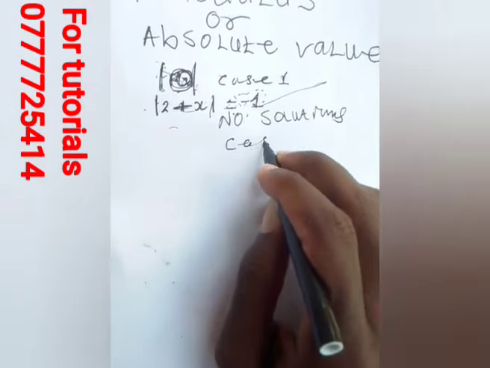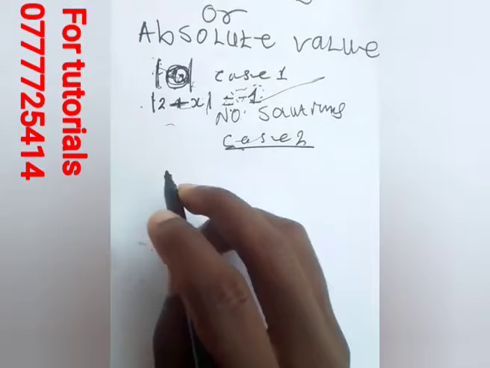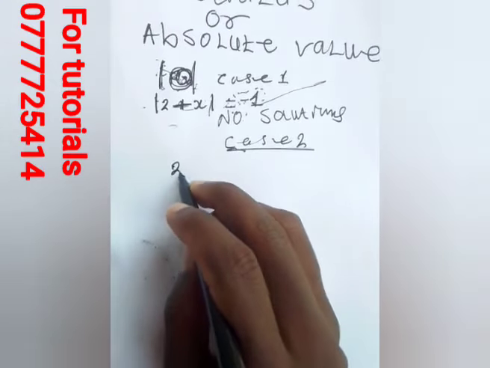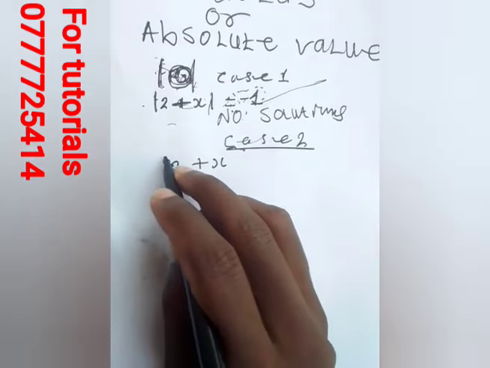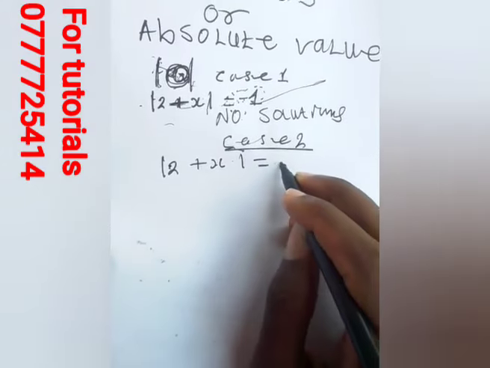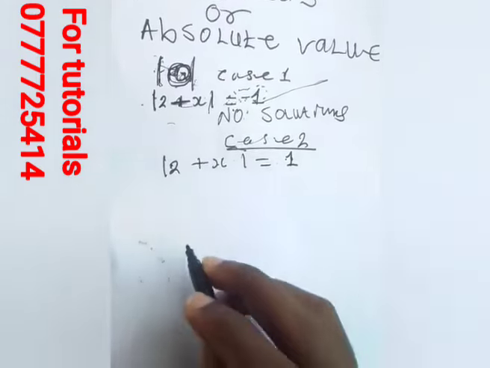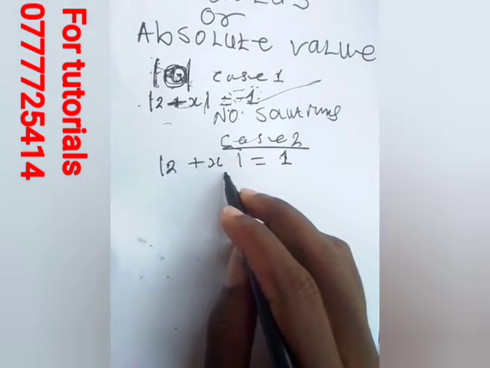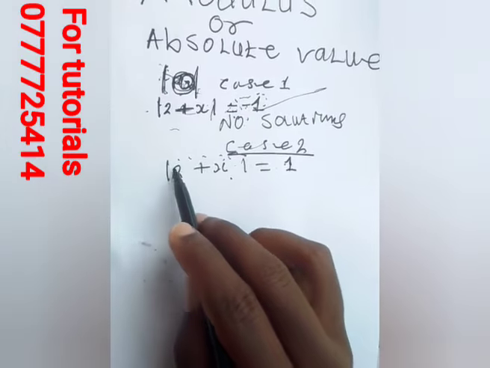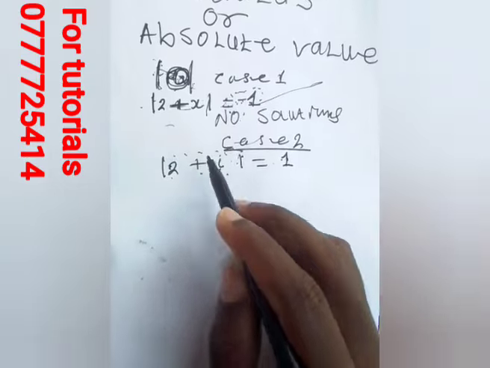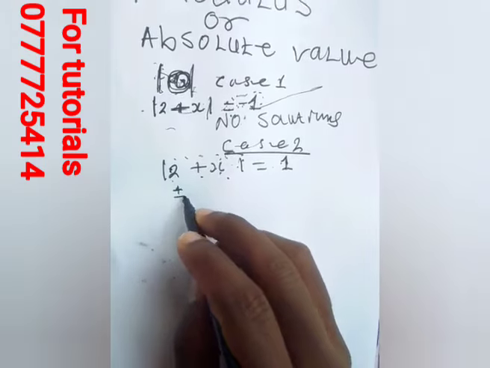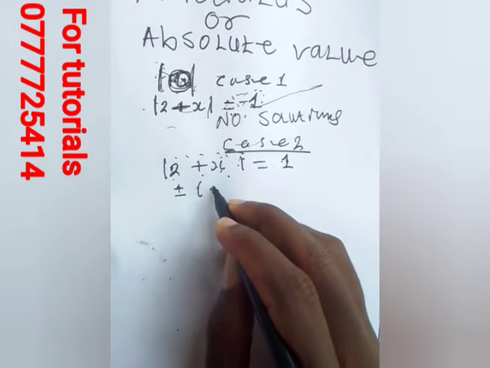So case 2 is where maybe you have a modulus like this, 2 plus x, and there's an equal sign here, and this time there is a positive number here. Let's say positive 1. Whenever you see this, you need to know that this function which is wrapped around the moduluses is either positive or negative. It's more like you have this.